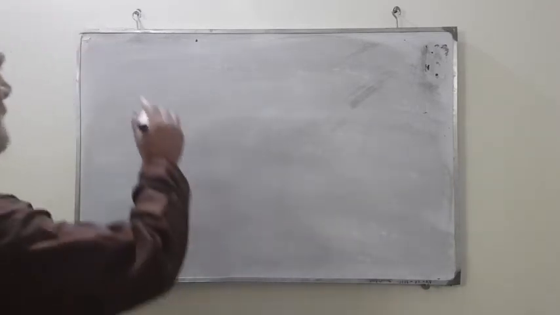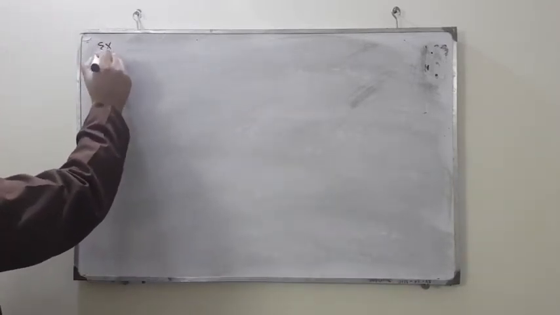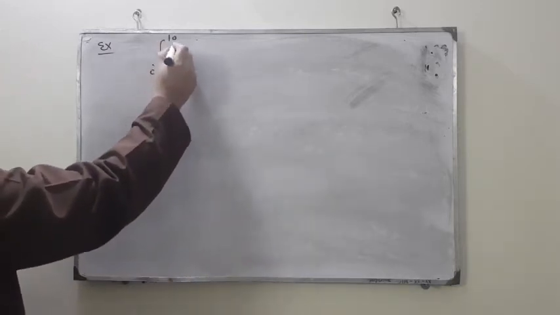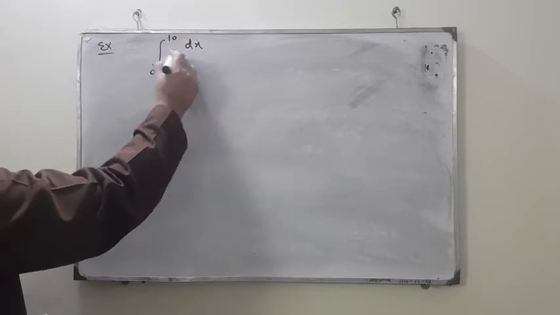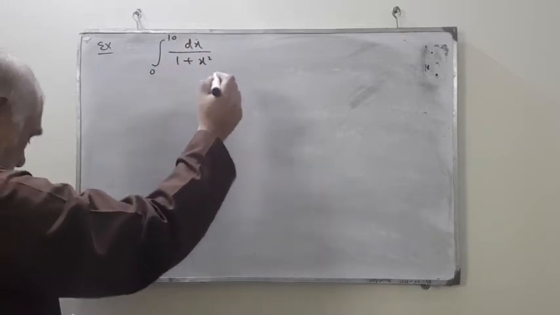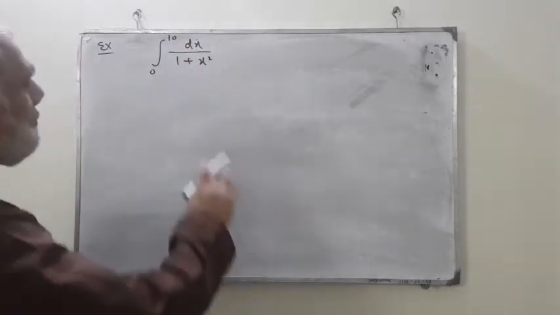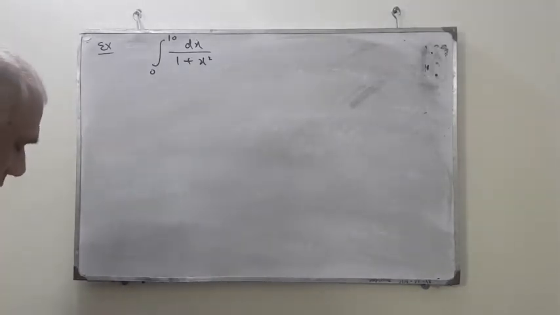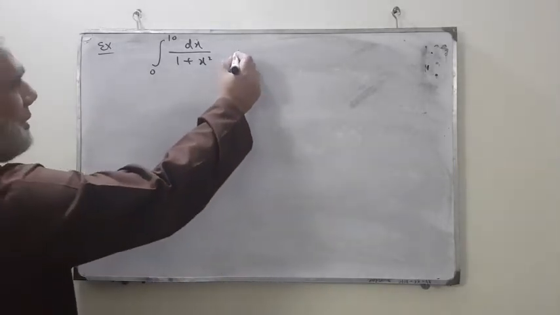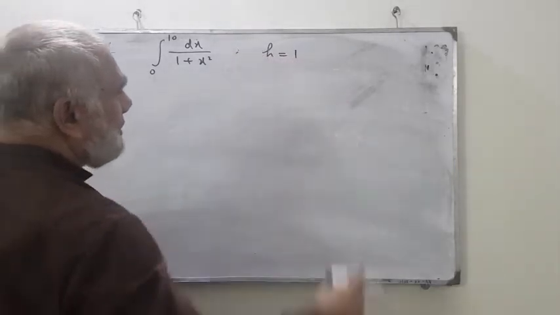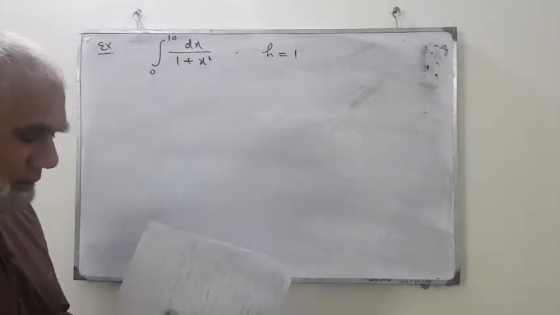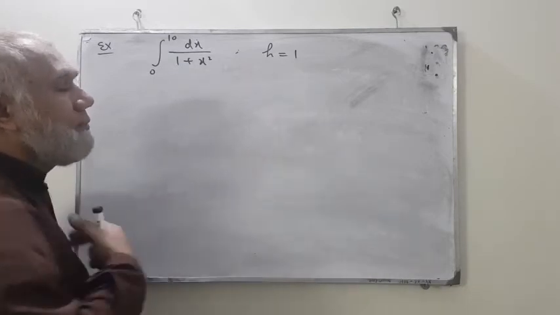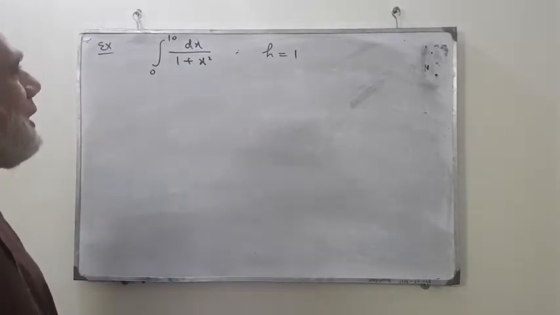So here we are given an integral. It is in the interval from 0 to 10, dx over 1 plus x. We have to apply all the three methods, or three formulas, we have so far seen. Here the h is also provided to you. Sometimes it is not given, you can then decide about h yourself, but generally it is given in the question whenever you are solving. So here h is 1.